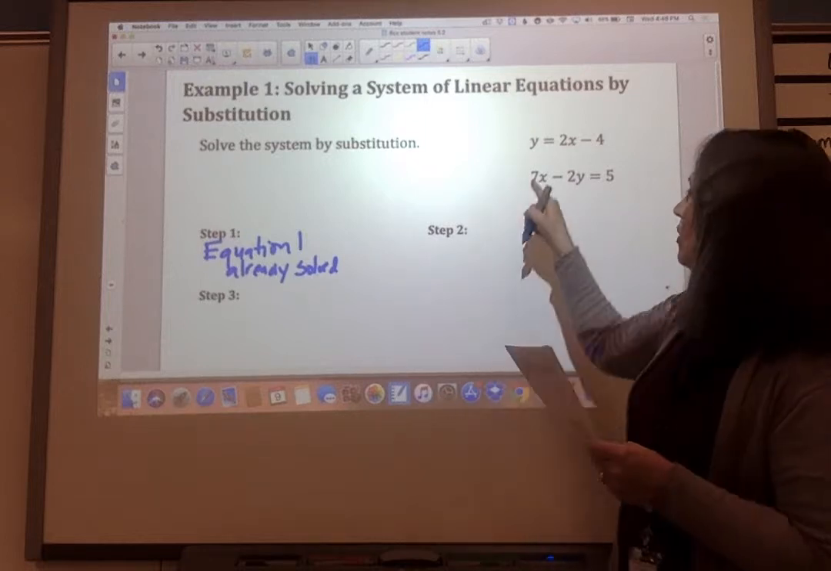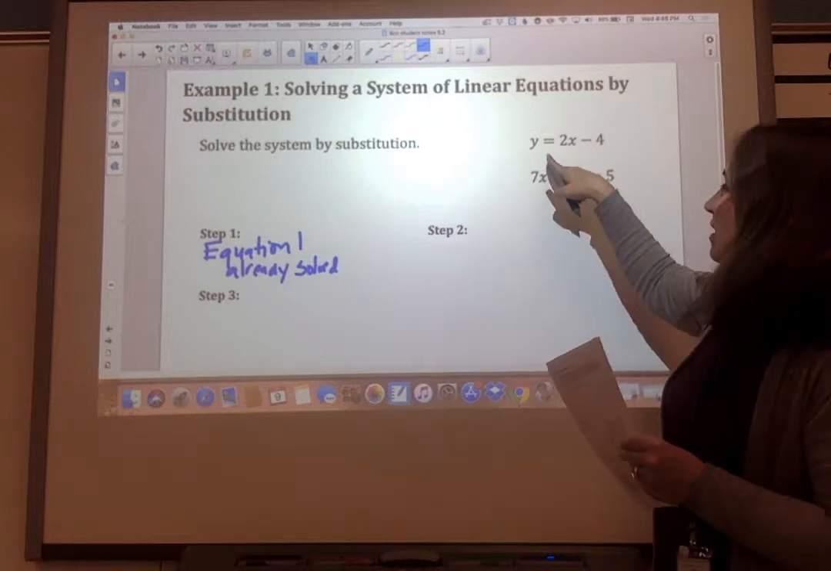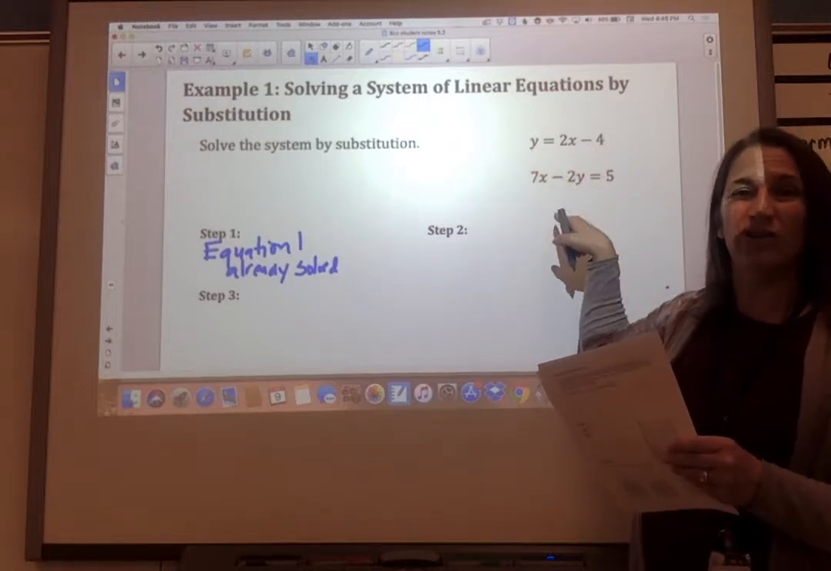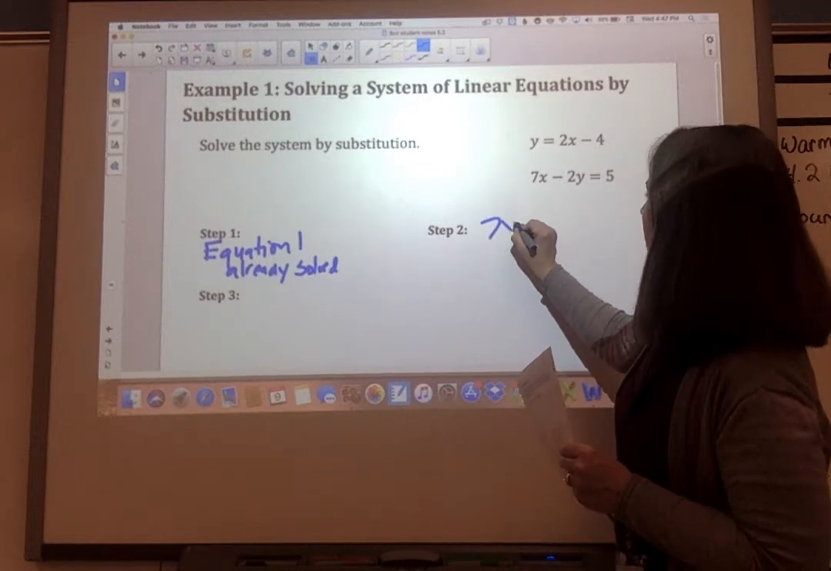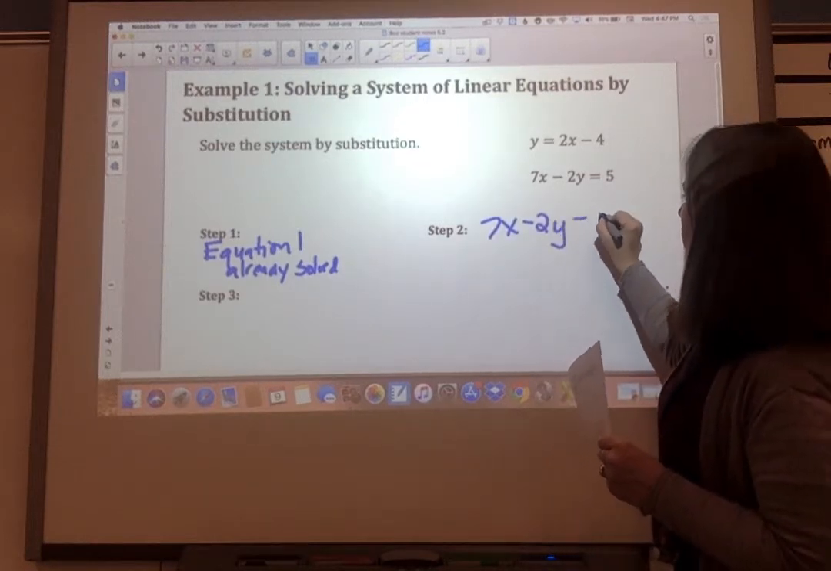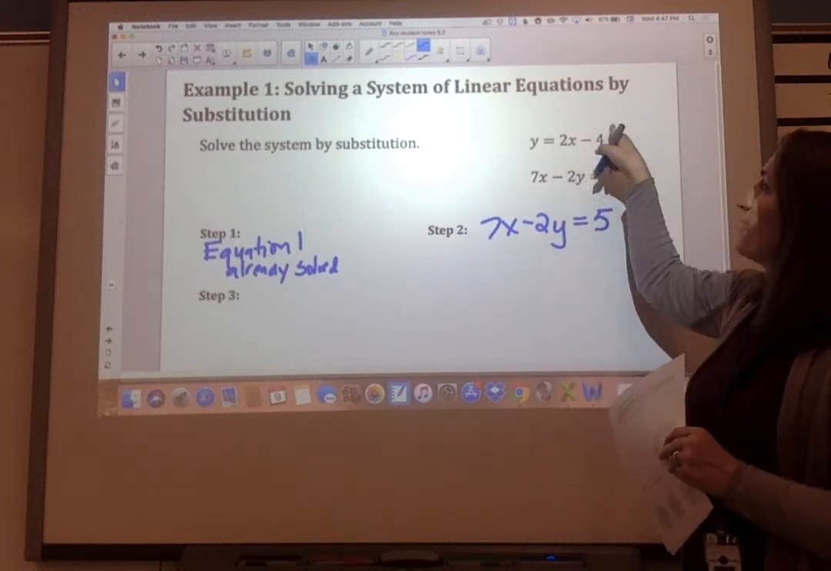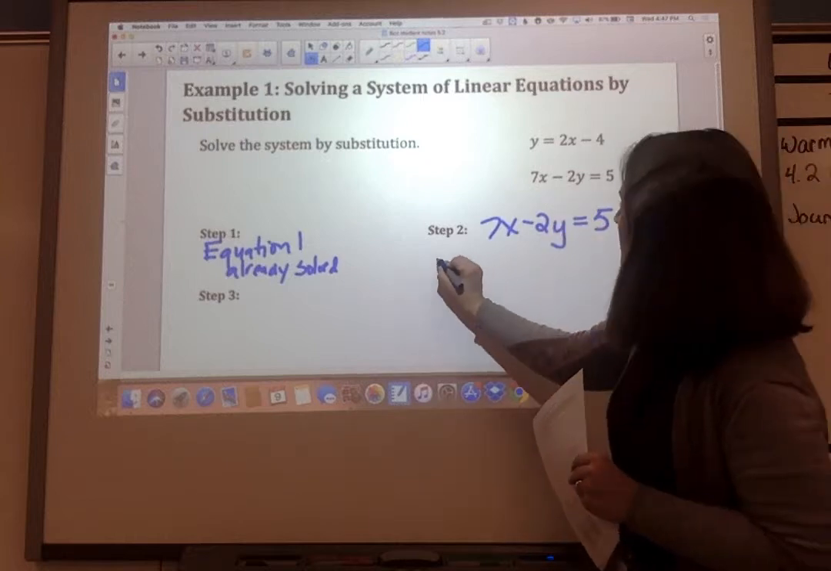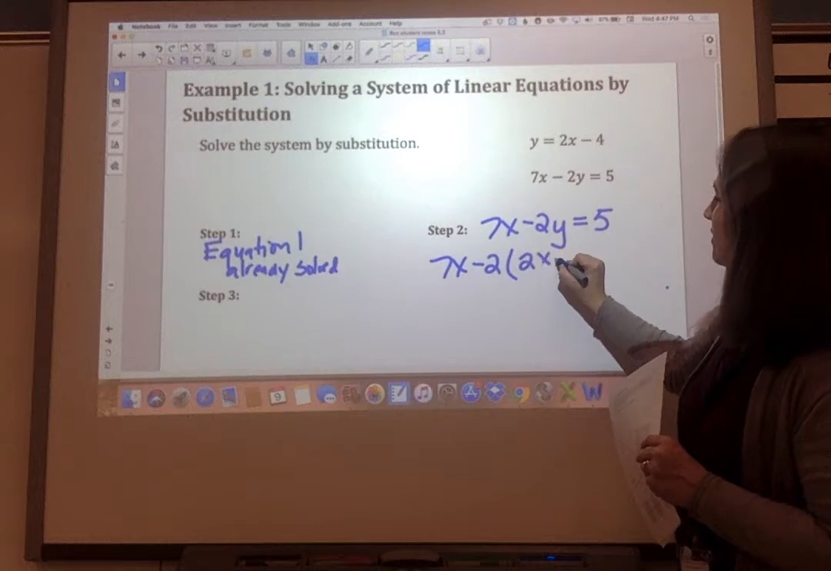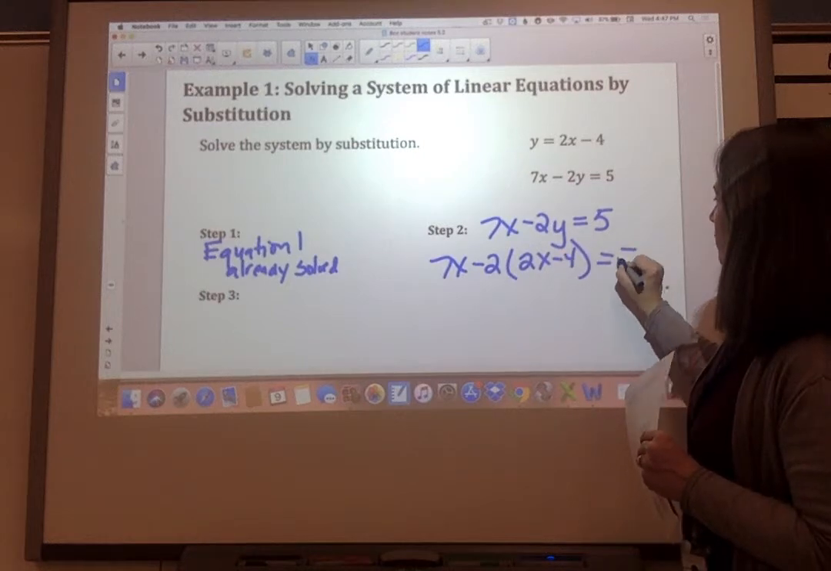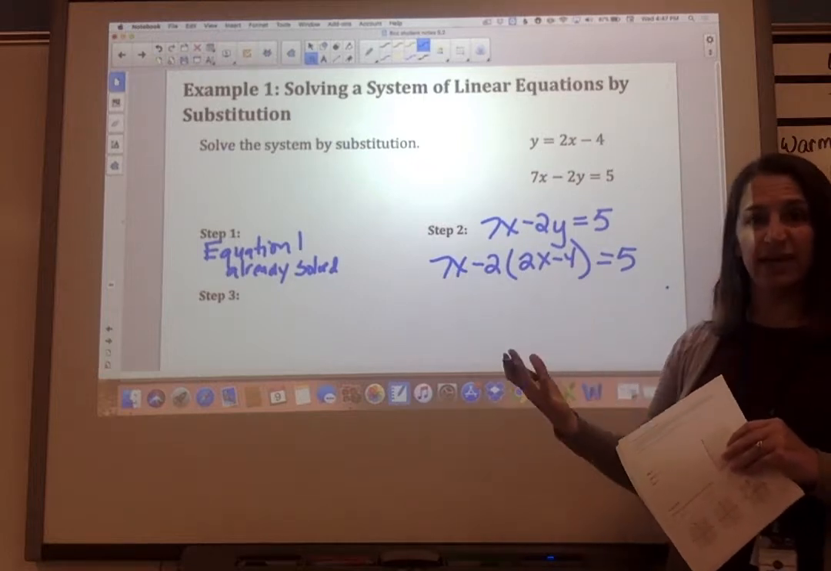We're going to substitute the expression from step 1, so 2x minus 4, in place of y using the second equation. So we're going to start with our second equation, 7x minus 2y equals 5. And in place of y, we're going to use 2x minus 4. So we're going to write 7x minus 2 times the quantity 2x minus 4 equals 5. Now we need to simplify and solve.